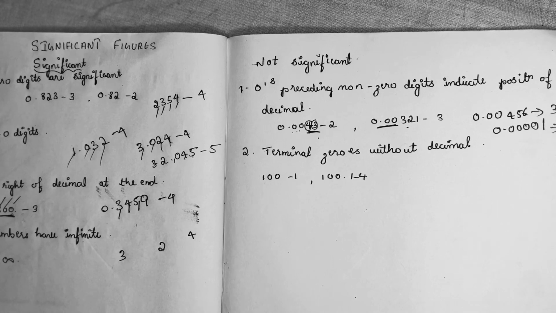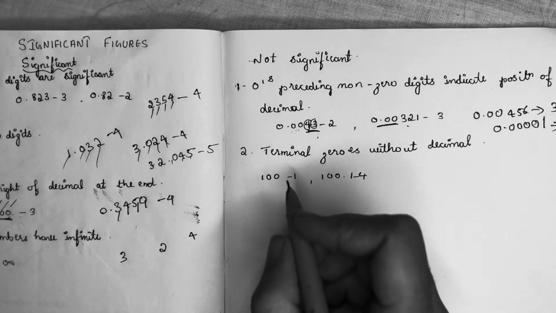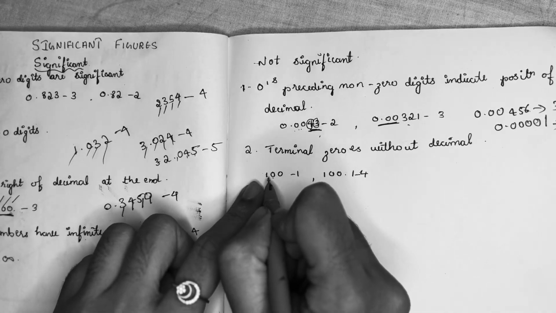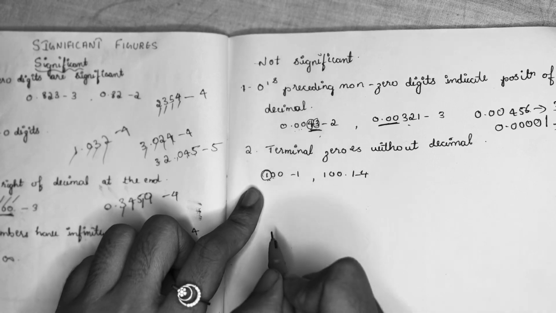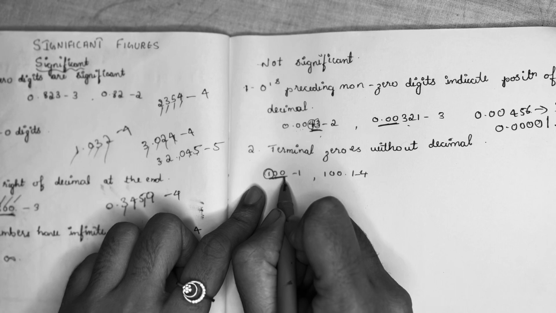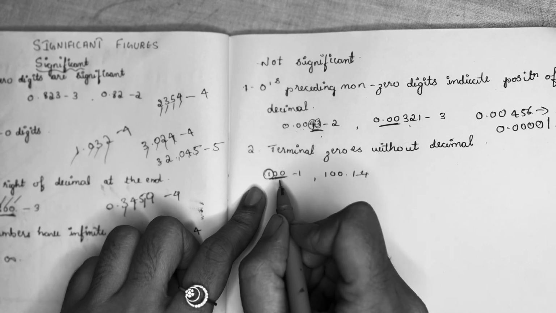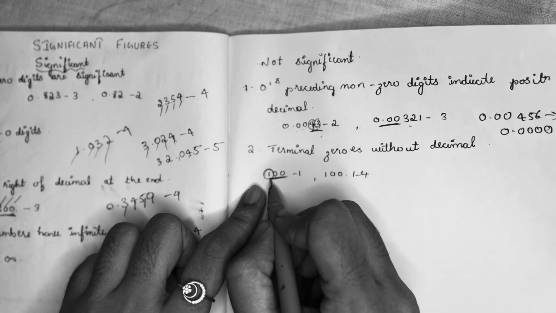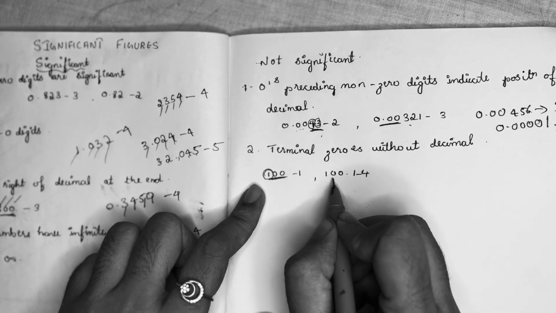And the next point is terminal zeros without decimal. The terminal zeros, in the sense, 100. 100 means here there is only one significant figure, and we won't consider these zeros as significant figures, because they are present just after the non-zero number, right?